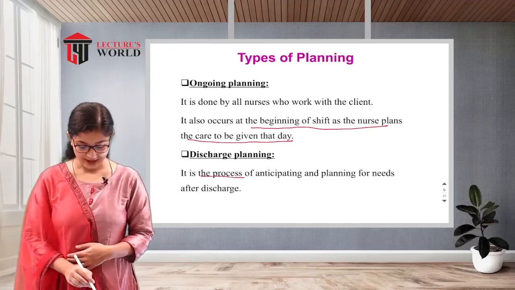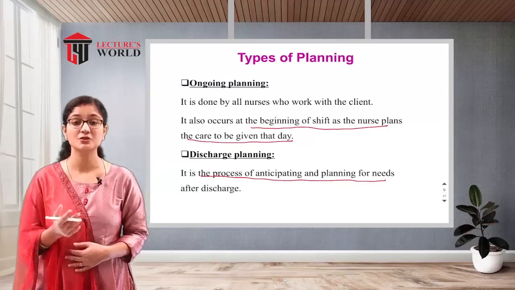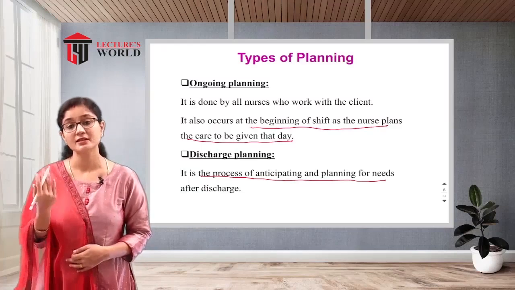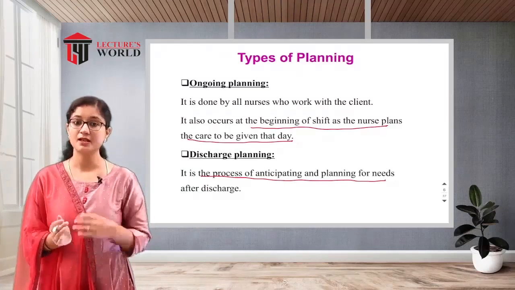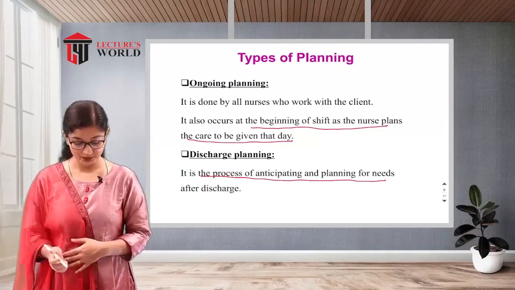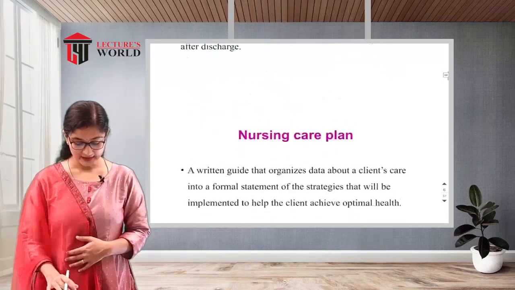So it's a process of anticipating and planning for the needs. Once a patient is going to get discharged, you plan everything out and then try to implement. Implementation will be the next step, but we are at the planning stage now. Hope you understood the three types. Next is nursing care plan.